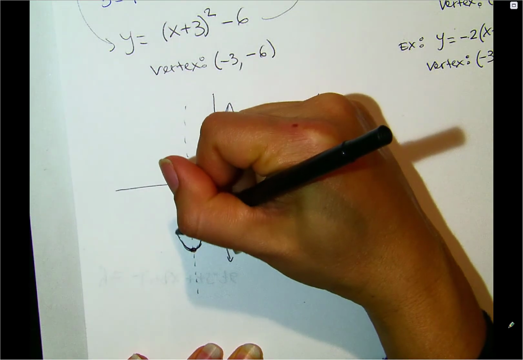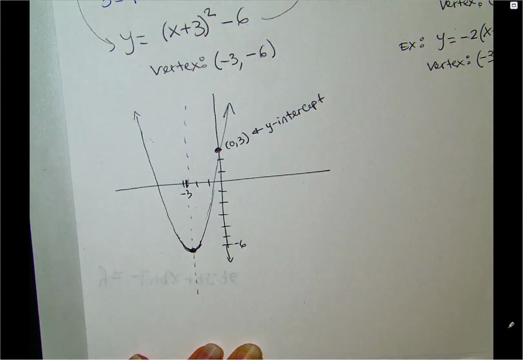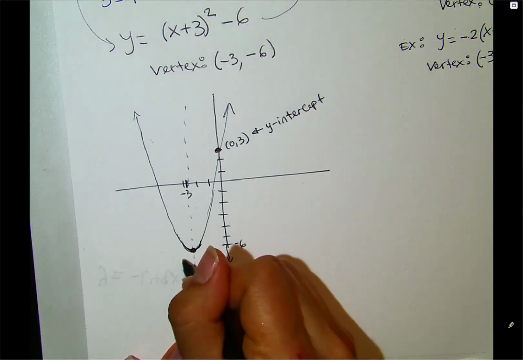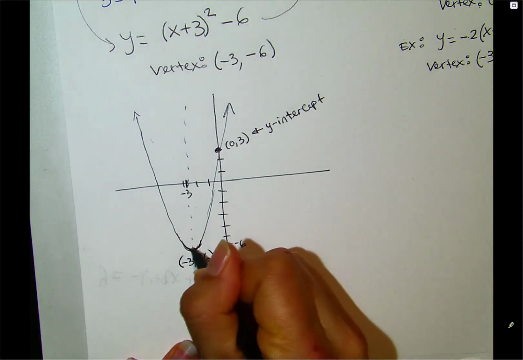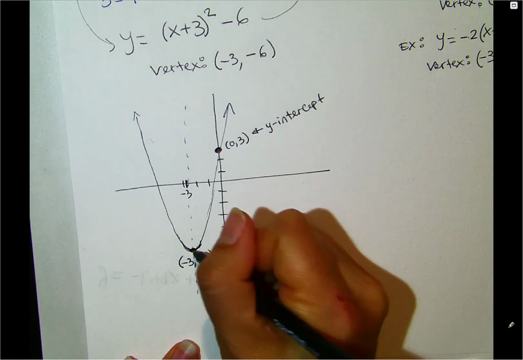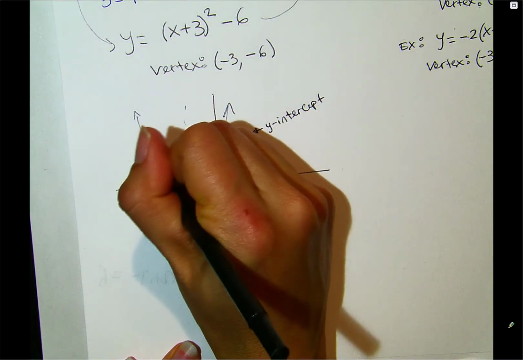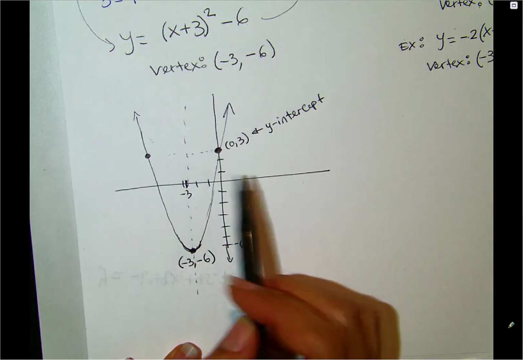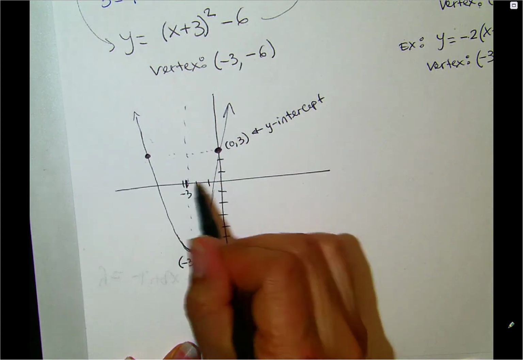So I'm going to, as best as I can, try to draw it symmetric. And this is the vertex, minus 3, minus 6. So always label the y-intercept and the vertex. Sometimes you can label a third point on the parabola, and I usually just go for the mirror image. So to get from minus 3 to there, that's 0.